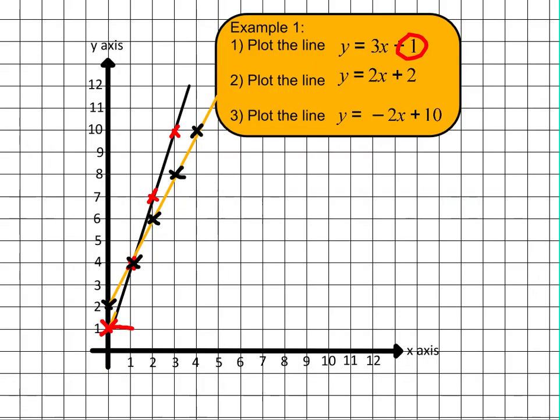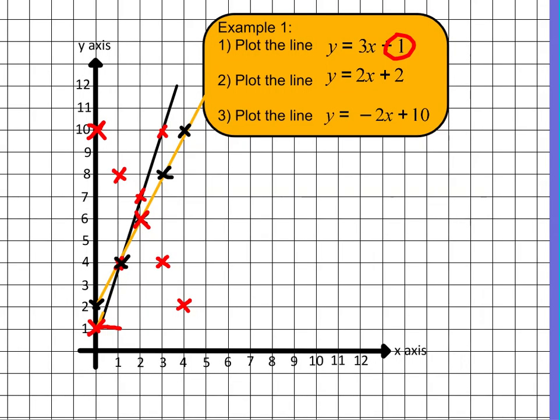In the final question, we cross the y-axis here at 10, and the gradient is minus 2. So for every 1 across, we're going to go 2 down, 2 down, 2 down, like that. And so just joining those points up, we will get our final answer. There it is. That is the line y equals minus 2x plus 10.